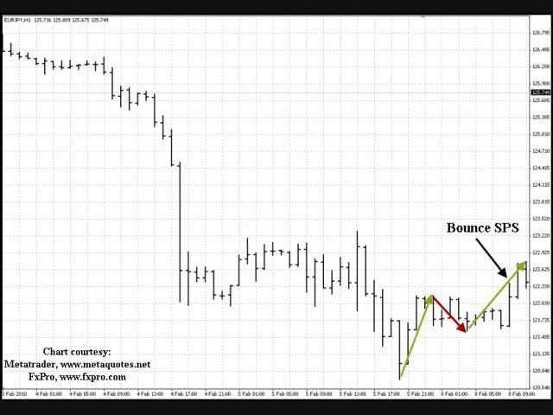Stage 4. Watch for another swing in the opposite direction of the Jumbo FPS. This is the Bounce Second Primary Swing, or Bounce SPS. The Bounce Second Primary Swing should be approximately the length of the Bounce First Primary Swing.